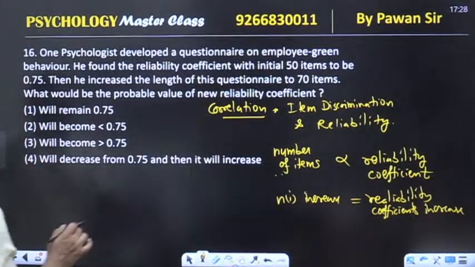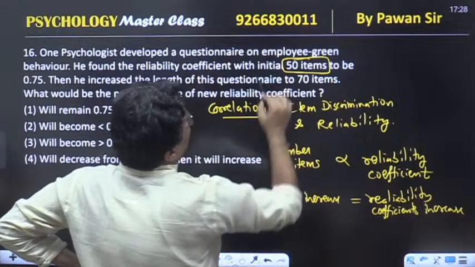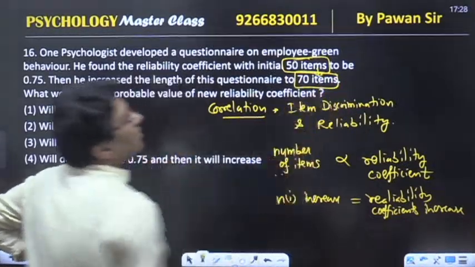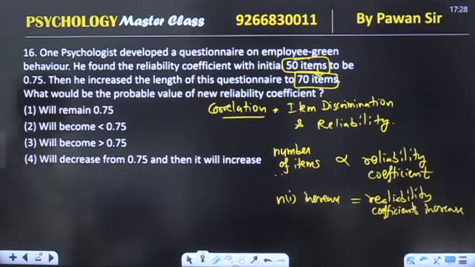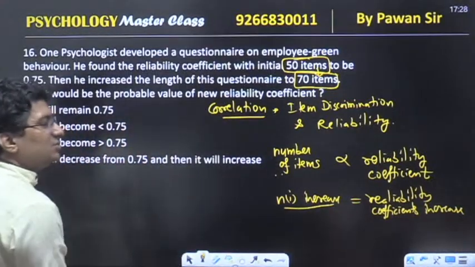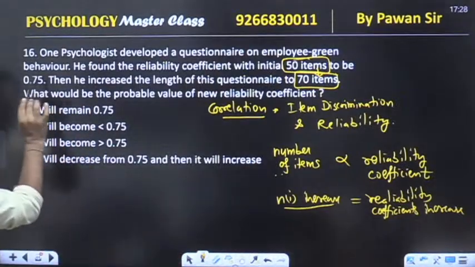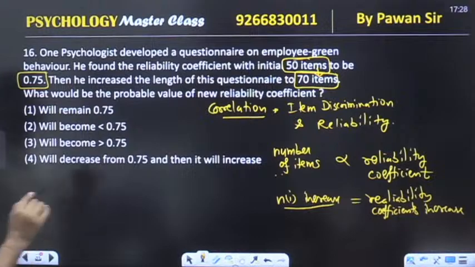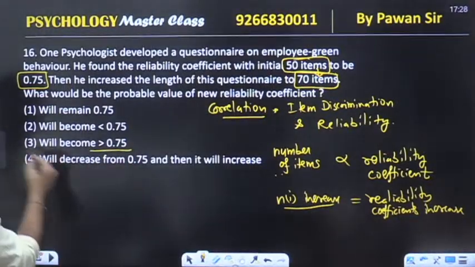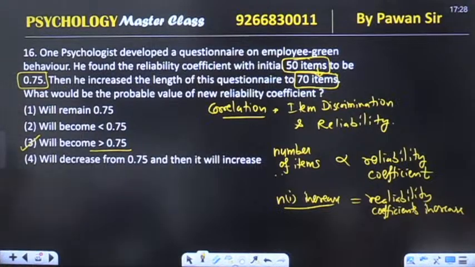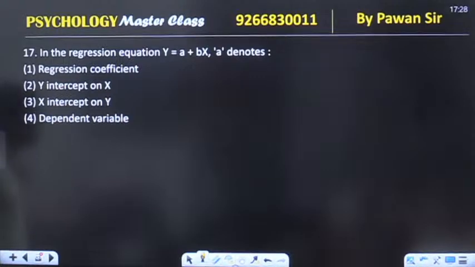So in this question, initially it was 50 items, now it becomes 70 items. So if the number of items is increasing, the reliability coefficient will increase, and the initial reliability coefficient is 0.75. So the new reliability coefficient will be greater than 0.75. So the answer will be the third one. Let us move to the next question, and that is in the regression equation y is equal to a plus bx. What does a denote?